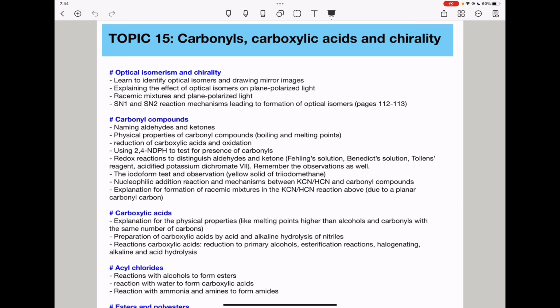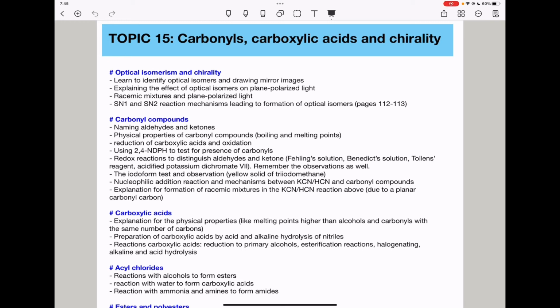Remember again, some optical isomers rotate plane polarized light to the left or anti-clockwise, and the others can rotate it to the right or clockwise. You need to fully understand what racemic mixtures are and how they affect plane polarized light. You need to know the mechanisms of SN1 and SN2 reactions and how they lead to formation of optical isomers. Please focus on page 112 and page 113. It's very important that you understand this, you understand that, as well as identification of optical isomers.